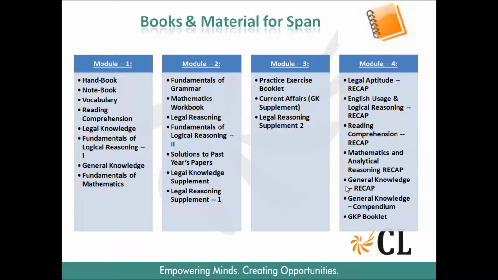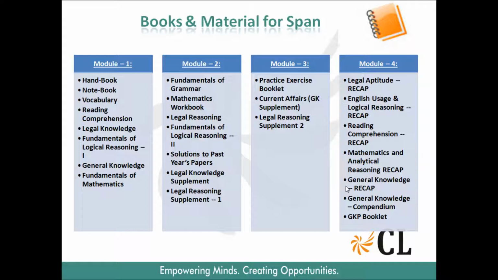the subjects. In the second module, we give a few basic books like fundamentals of grammar, mathematics workbook, and along with these you have a booklet of legal reasoning and solutions to past years' papers. Then we also have a legal knowledge supplement and legal reasoning supplement, so that by this time the student has a gradual knowledge of the basics of all the 5 sections of the paper, so that the student can start with the practice as well. Now module 3 comprises your practice exercise booklet, current affairs, GK supplement and legal reasoning supplement 2.